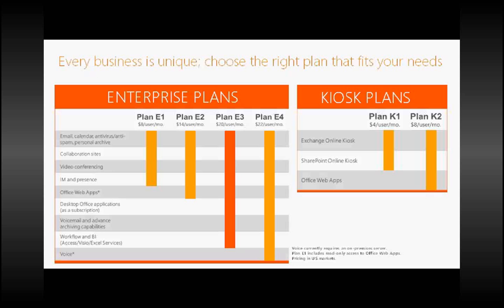So with the advanced features of SharePoint and the advanced features of Exchange Online, you have the availability of unlimited storage or personal archive, as well as voicemail. And then in SharePoint Online, you have Access, Visio, and Excel services. So someone who's a bit more rehearsed in SharePoint Online would maybe want to utilize those advanced features. And then, of course, the difference between the E3 and the E4 plan is going to be voice. And voice requires an on-premise server, a Lync on-premise server.